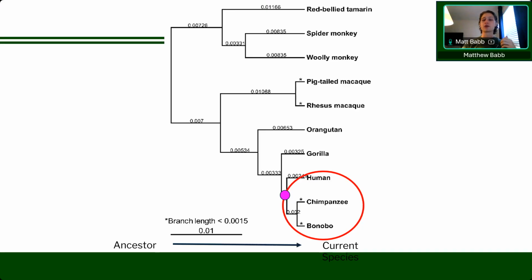Now, compared to, say, gorillas, our common ancestor is a little bit further back, so therefore we are more related to chimps and bonobos than we are to gorillas. And so that's a way to read these different phylogenetic trees, and they can contain different kinds of information, but this is typically the way that you will see them.